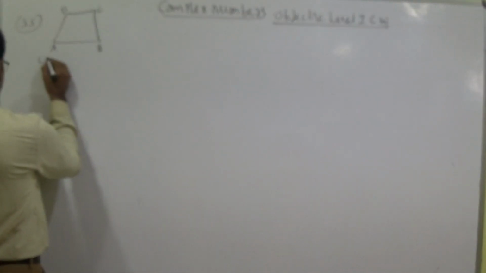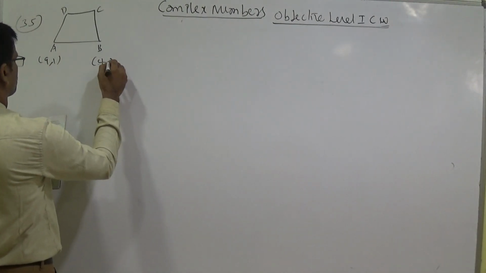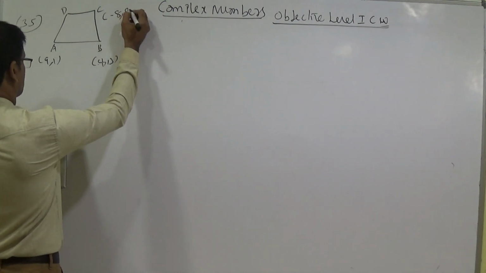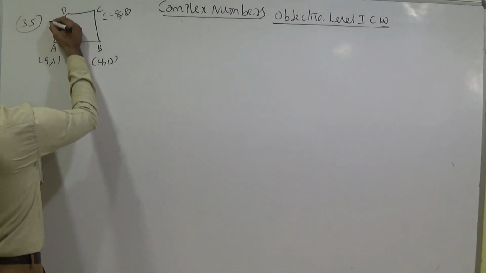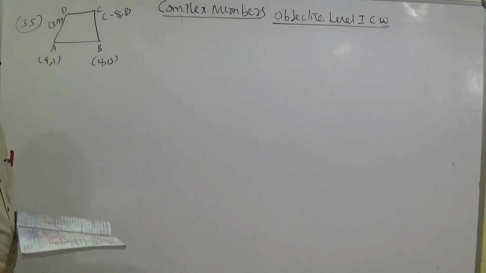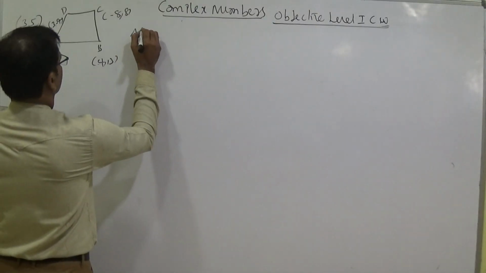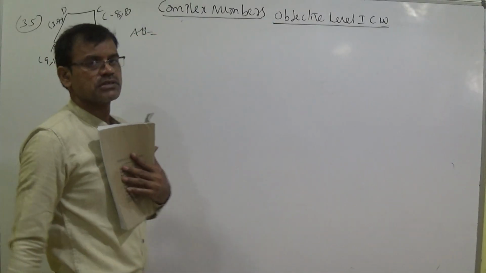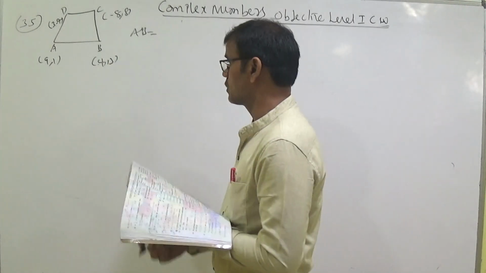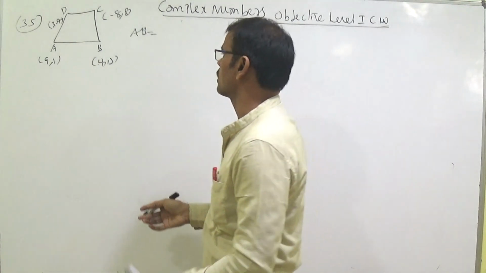Put the names A, B, C, D. A is equal to (9, 1) and B is equal to (4, 13). C is equal to (minus 8, 8) and D is equal to (3, minus 4). Let us calculate all distances. If all distances are equal, then it may be rhombus or square. If two opposite sides are equal, then it may be square or parallelogram.